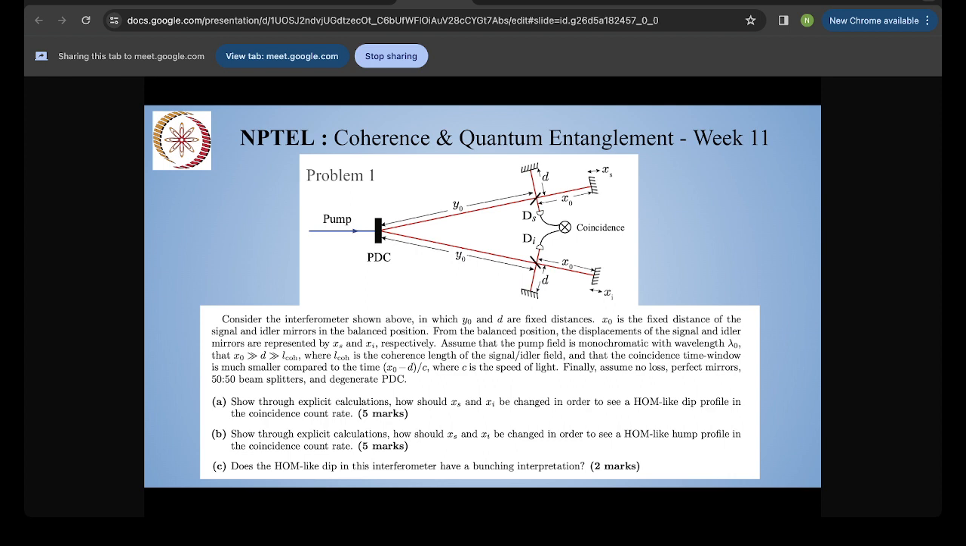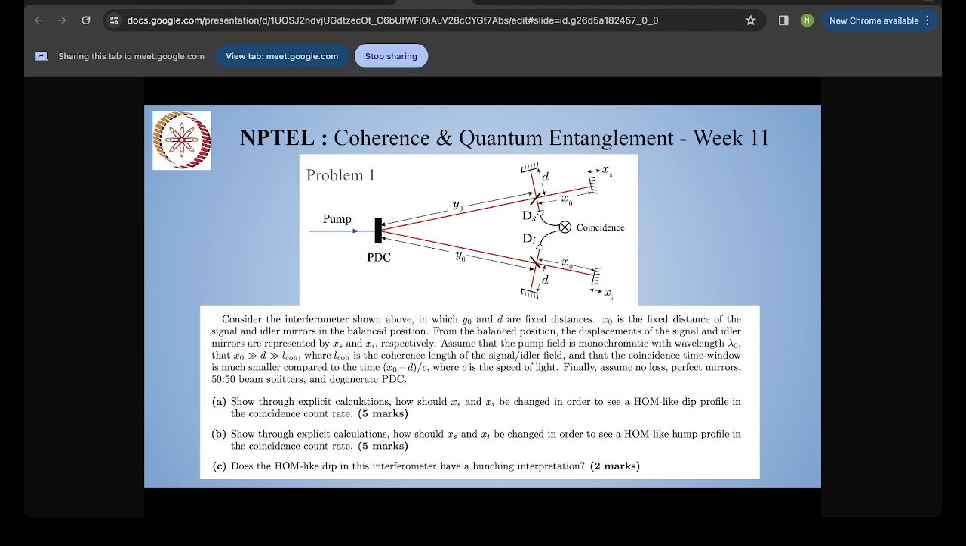Let me read from the first. Consider the interferometer shown above, in which y0 and d are fixed distances. X0 is the fixed distance of the signal and idler mirror in the balanced position. From the balanced position, the displacement of the signal and idler mirrors are represented by xs and xi respectively. Assume that the pump field is monochromatic with wavelength lambda 0, that x0 is greater than d, greater than the coherence length of the signal and idler field, and that the coincidence time window is much smaller compared to the time (x0 minus d) by c.